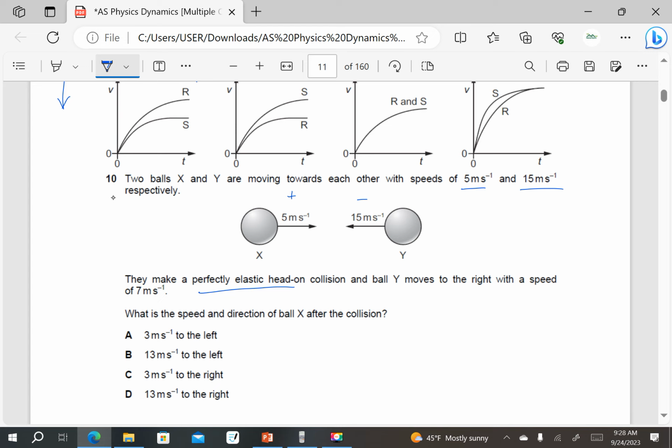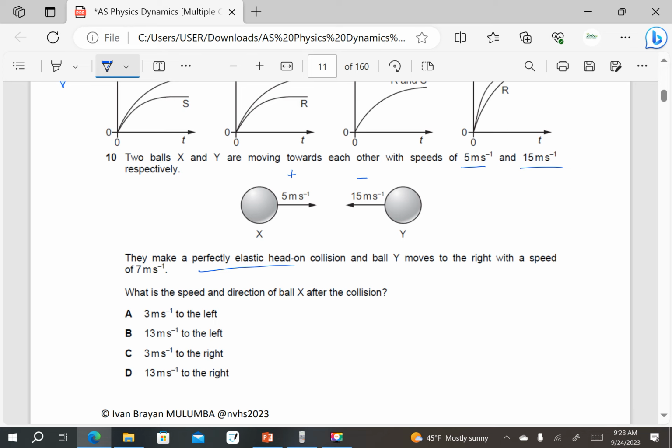They make a perfectly elastic head-on collision, and the ball Y moves to the right with a speed of 7 meters per second. What is the speed and direction of the ball X after collision? Okay, let's first begin with the speed. Remember, for perfectly elastic collision, relative speed of approach should be equal to relative speed of separation. So relative speed of approach is 5 minus negative 15, because positive to the right, negative to the left. This should be equal to the relative speed of separation, which is going to be 7 minus x.